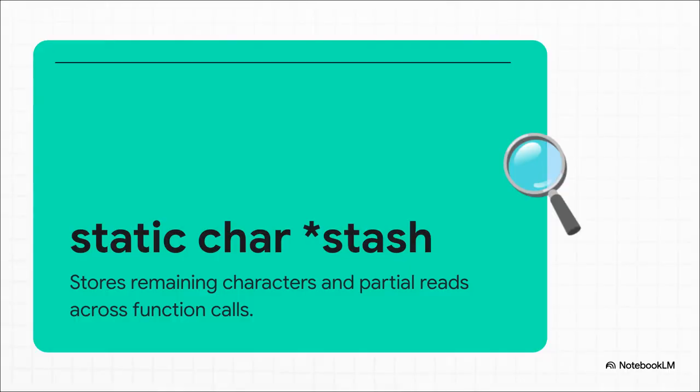So the crucial takeaway here is this specific line of code: static char *stash. By defining your stash as a static string pointer, you guarantee that any leftover characters from your last spoon-sized read will survive unharmed. They will patiently wait right there for the next time the get next line function is called. This is the ultimate secret to preventing data loss when you're doing incremental reading.